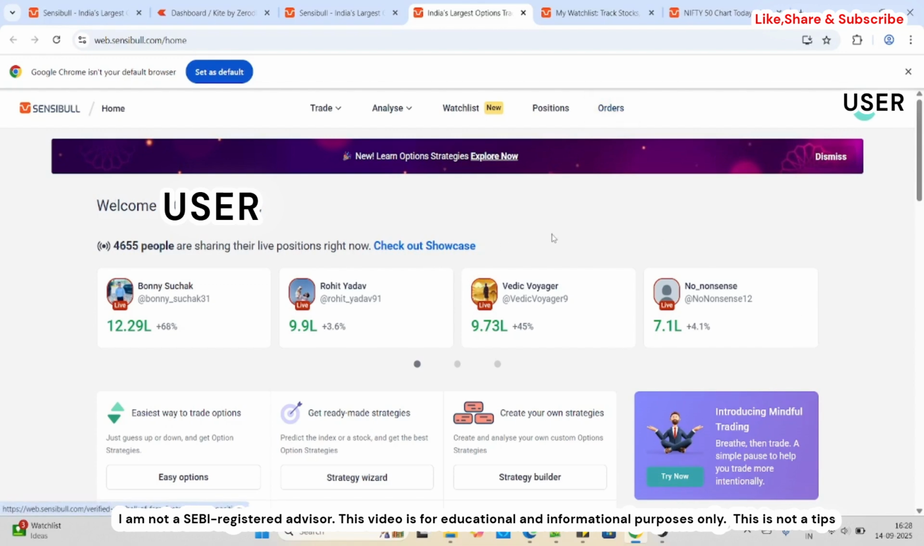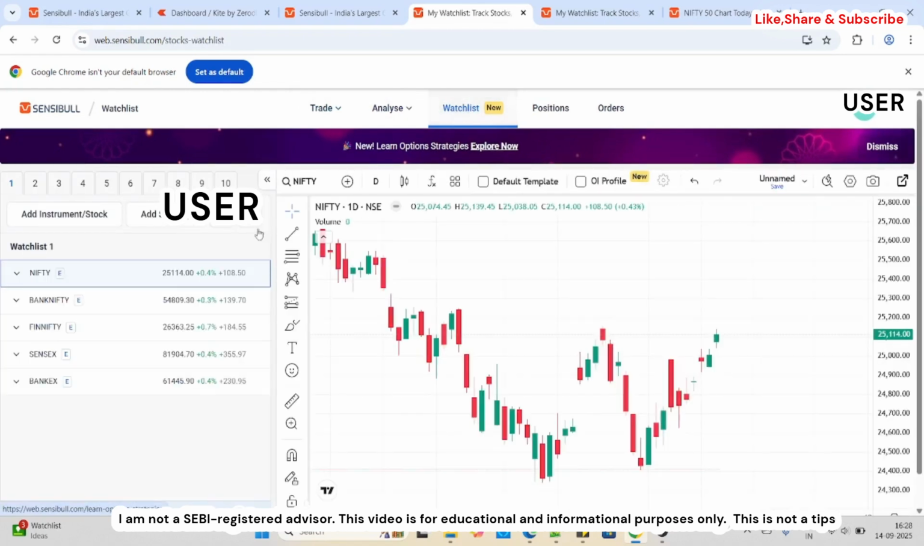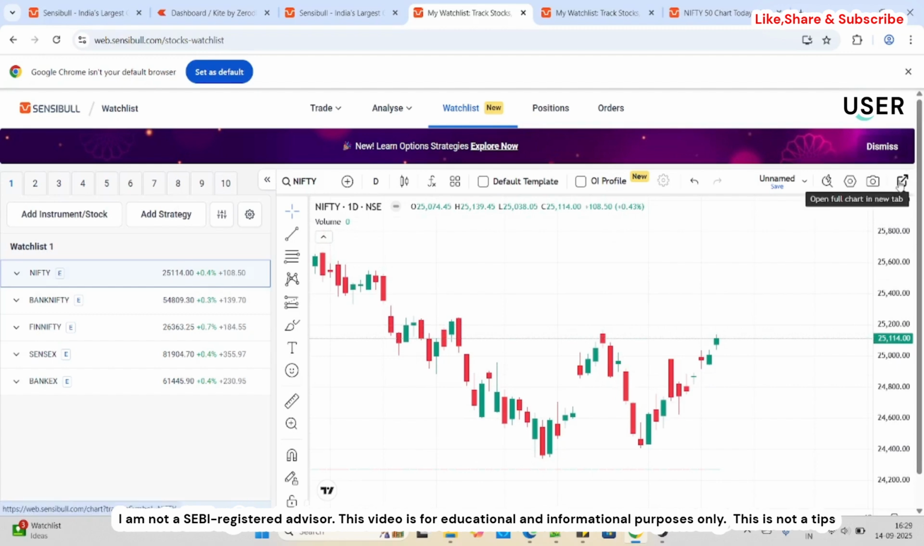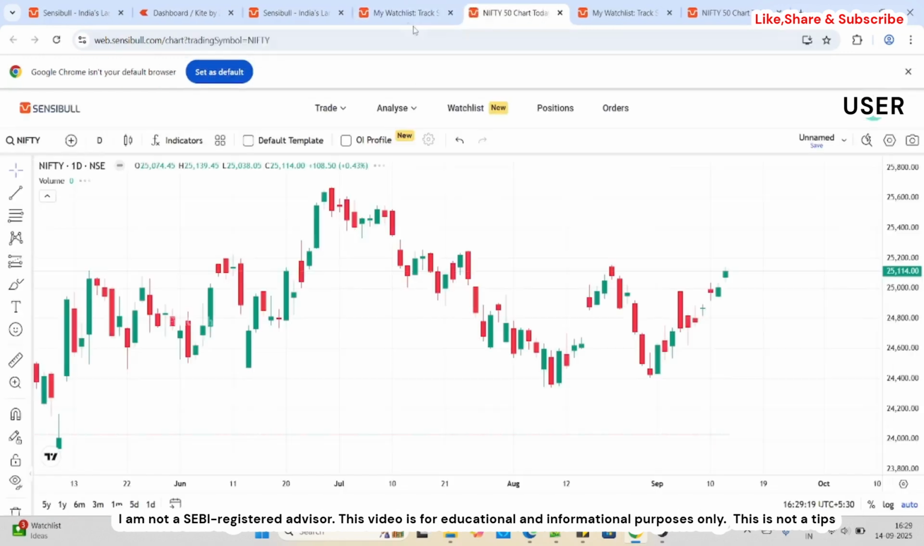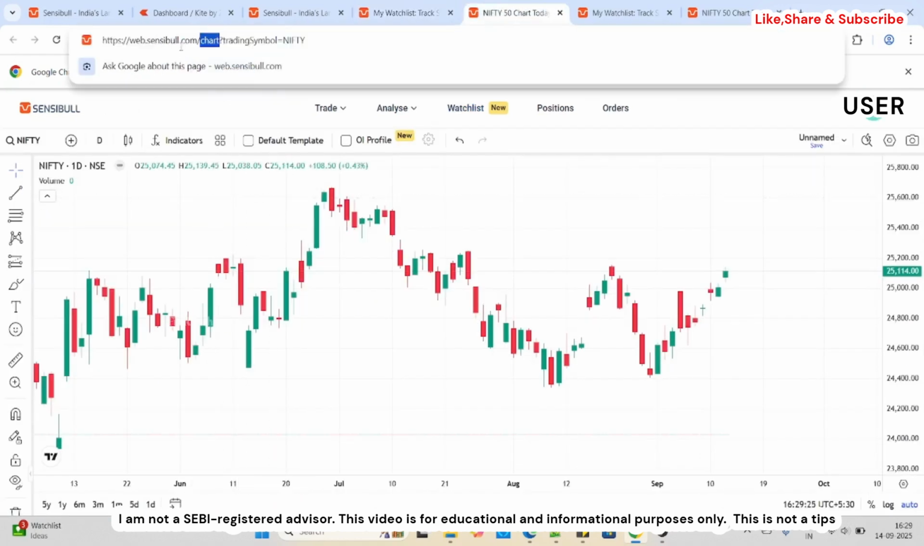So our agenda is the OI profile, right? I will jump directly into the topic. In order to look for the OI profile, you can see it here. Just click on the watch list. By default you will have these options: Nifty, Bank Nifty, Fin Nifty, Sensex, and Bank. This is a small window. You can expand this window into a full chart. I have clicked on this arrow mark, and it is redirected directly to the full chart.